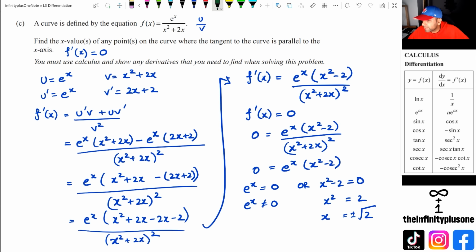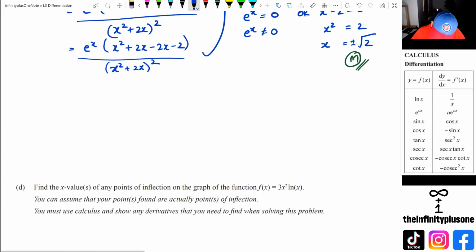So grades wise, correct derivative gets you an achieved, and I guess that is going to be right here. And finally, correct values with evidence of derivative gets you a merit, which is going to be this right here. All right, so let's go to question D.